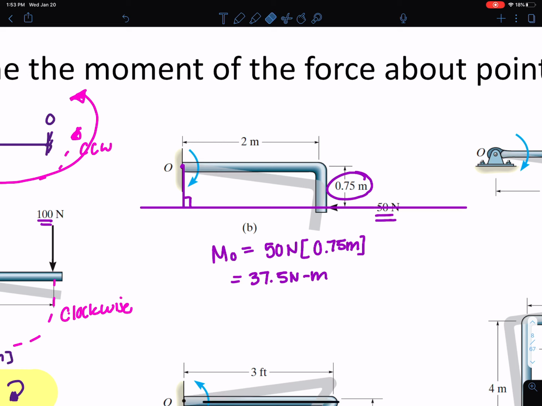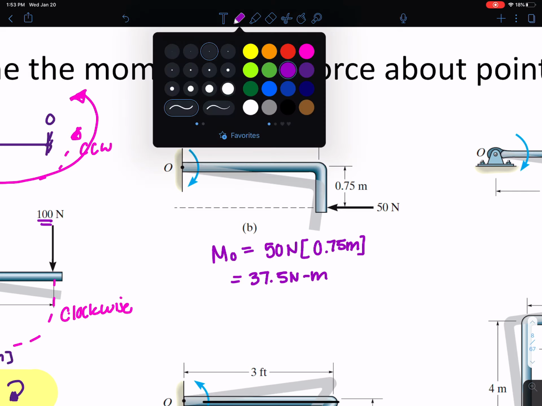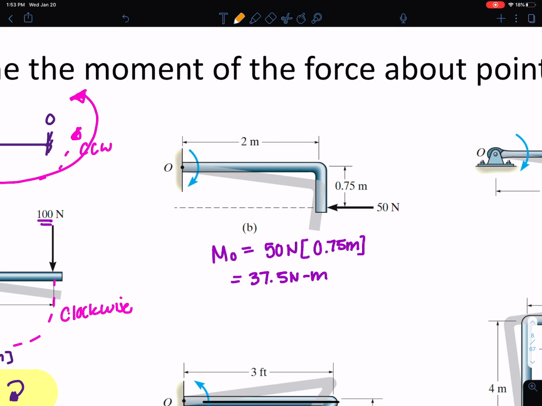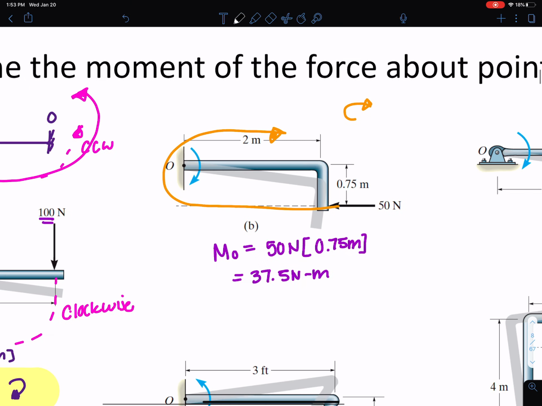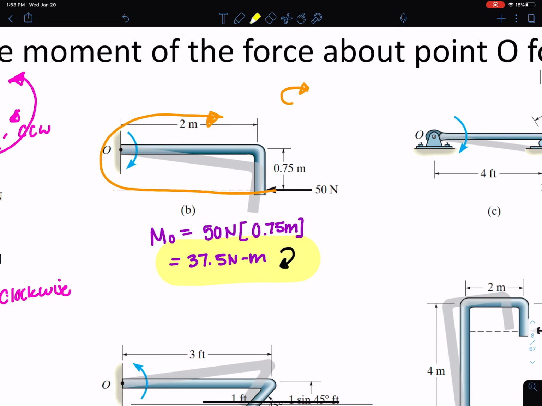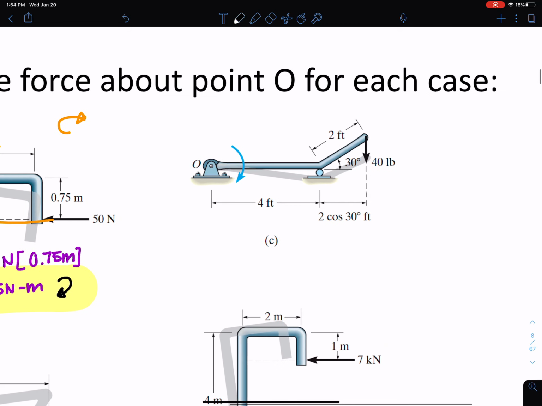Now for direction, let me erase this stuff so we can see which direction this is acting in. The force is going in this direction. If I just continue it about point O, I'm getting this kind of rotation. So that is clockwise. Just going to draw it in a clockwise direction, just like that. That's it. Okay.